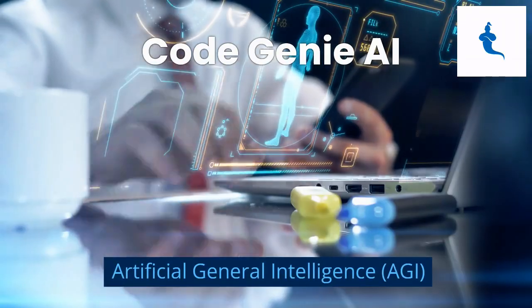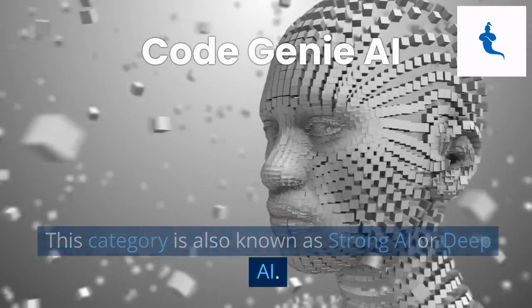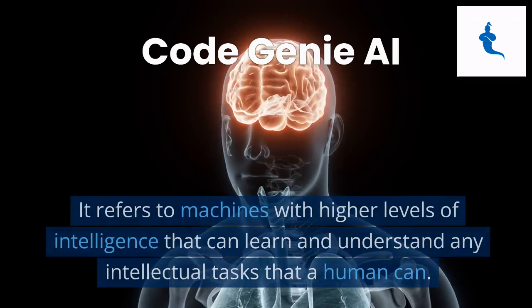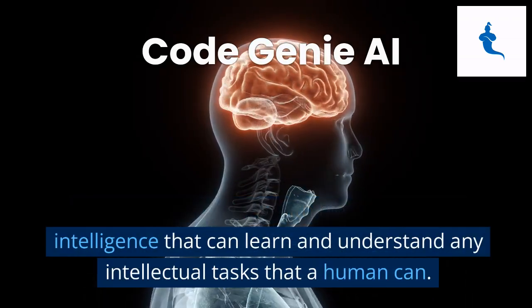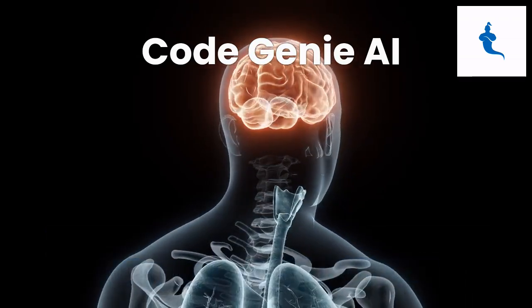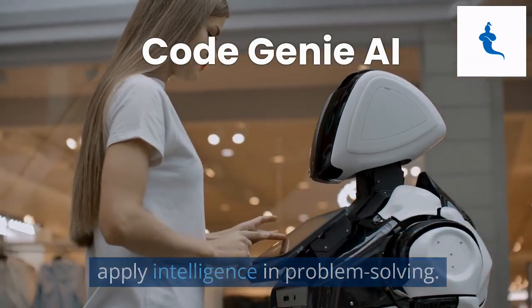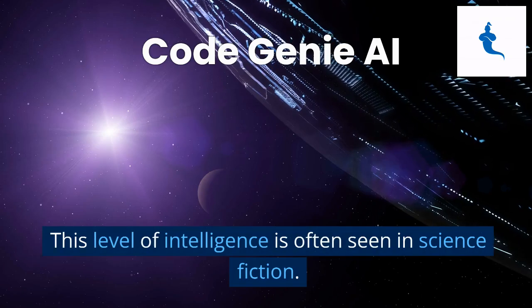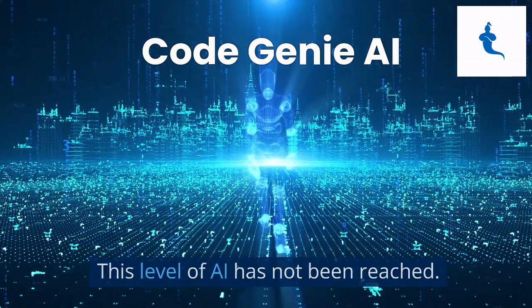Artificial General Intelligence, AGI. This category is also known as strong AI or deep AI. It refers to machines with higher levels of intelligence that can learn and understand any intellectual tasks that a human can. Machines should also have the ability to learn and apply intelligence in problem solving. This level of intelligence is often seen in science fiction. This level of AI has not been reached.